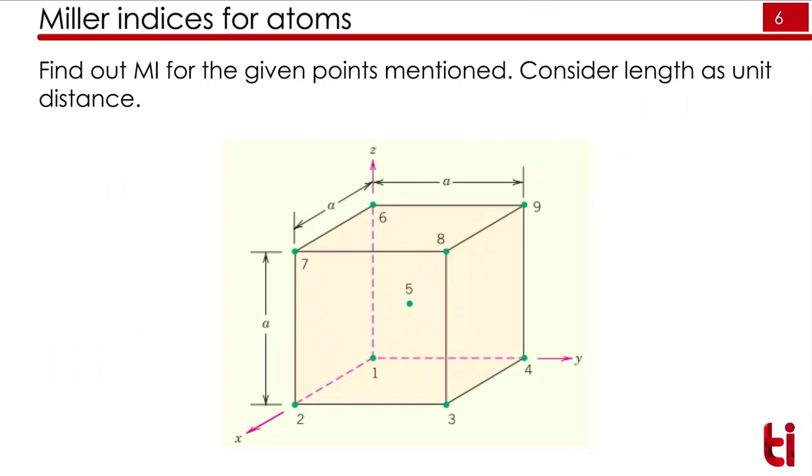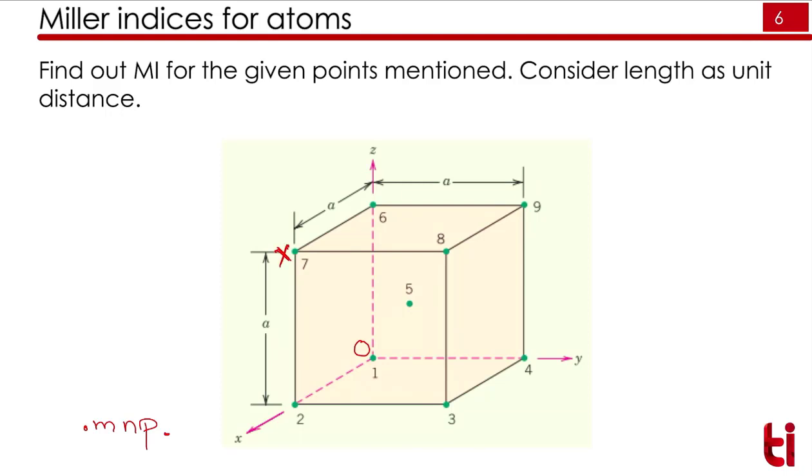Now, since you know the position coordinates of atoms, I want you to try to find the Miller indices of given points. Remember that for points we have a symbol like this, M, N and P. So I will show you for one of the points and then you can find out for the others. This is the origin here. We will find out for point number 7, for this point.